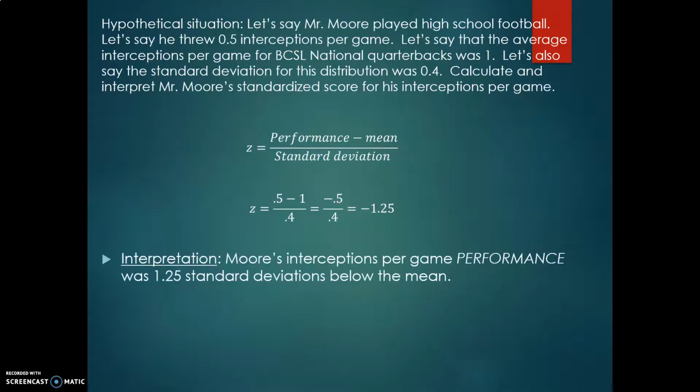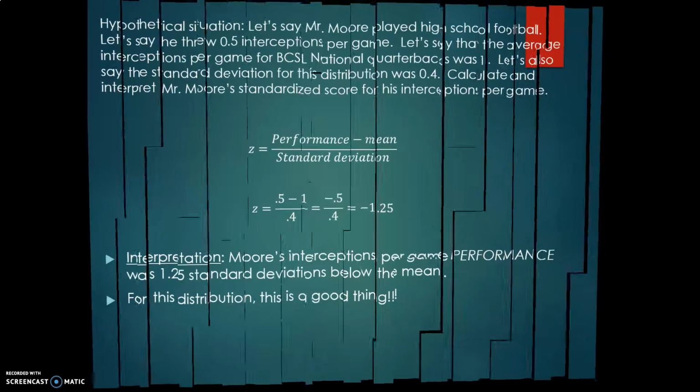But when we interpret that, we would say that it's good that I had a negative z-score, because that means I was 1.25 standard deviations below the mean. So I threw significantly fewer interceptions than what the average quarterback did. Okay, so it's a good thing. Yay! Negatives are not always bad.